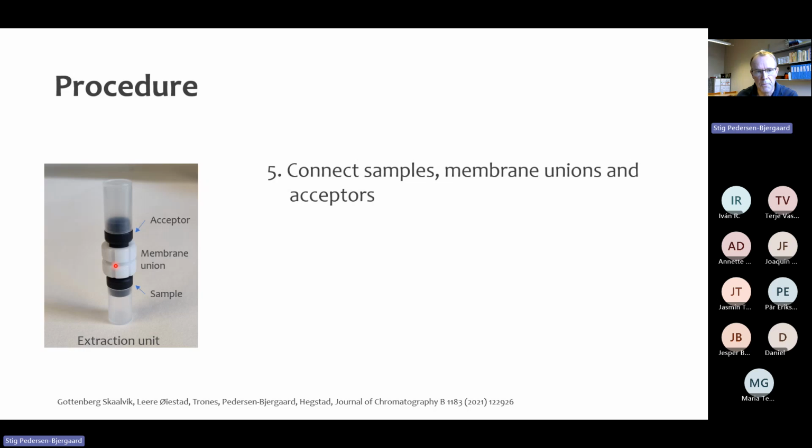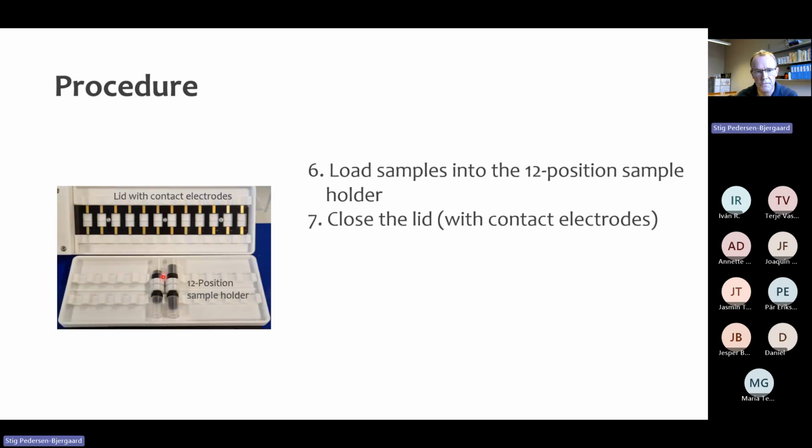Then we combine acceptor and sample vials into this extraction unit. We put the extraction units into the 12-position holder of the extraction apparatus. And we have a lid here that we close. When we close the lid, you can see the contact electrodes here. They will come in contact with the surface of the conducting vials, and by such the electrical field is coupled into the system.